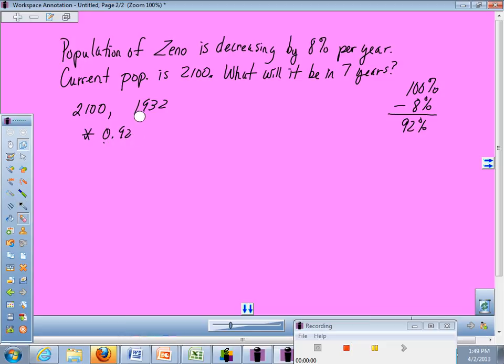That's a lot of people, yeah. Okay, so I want to know what it's going to be 7 years from now. My question is, am I finding the seventh term? So you're finding what the population is. Well, because I'm going to just keep multiplying by 92% every time. So it's going to be geometric. I'm going to put it in a formula, but my question is, am I finding the seventh term, the eighth term, the sixth term? Which term is it I need to find here?